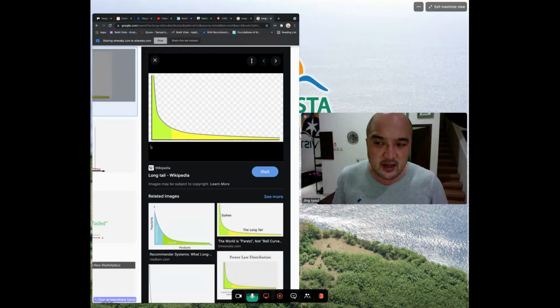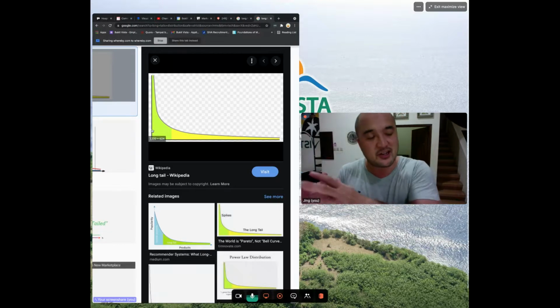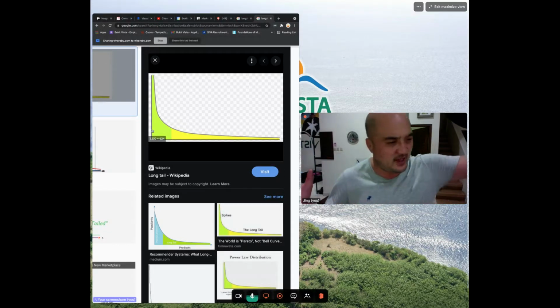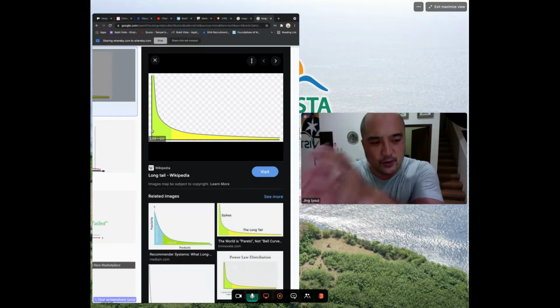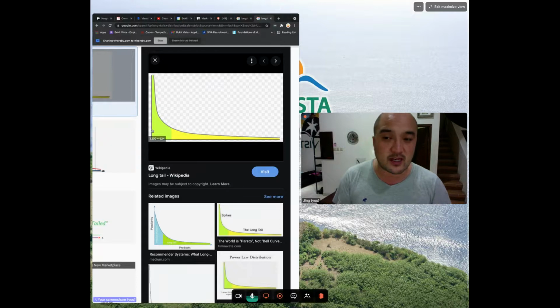So this phenomenon happens all the time on the internet. Because of the way the internet is set up and attention is focused, you typically have a few things that get a lot of attention, and a lot of things that get a little bit of attention. So that's the idea of long tail. This primary concept also applies to keywords.